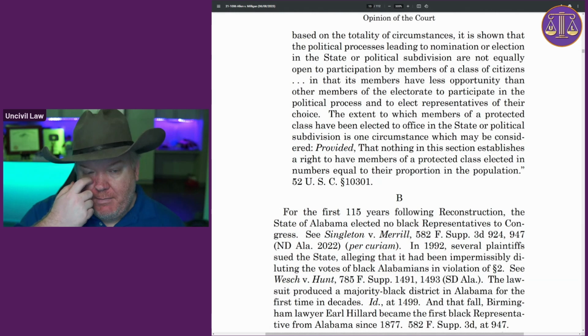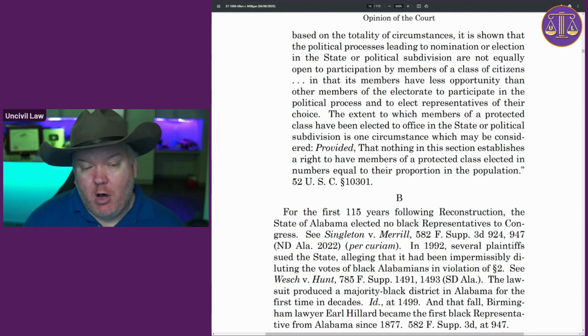The extent to which members of a protected class have been elected to office in a state or political subdivision is one circumstance which may be considered, provided that nothing in this subsection establishes a right to have members of the protected class elected in numbers equal to their proportion of the population."